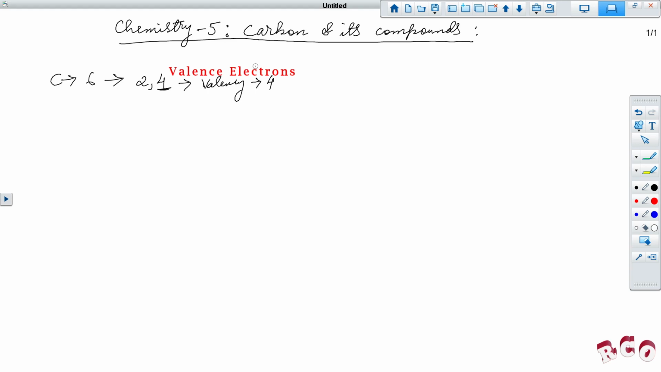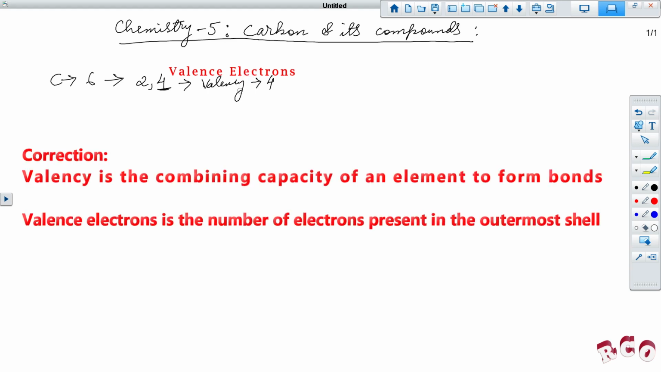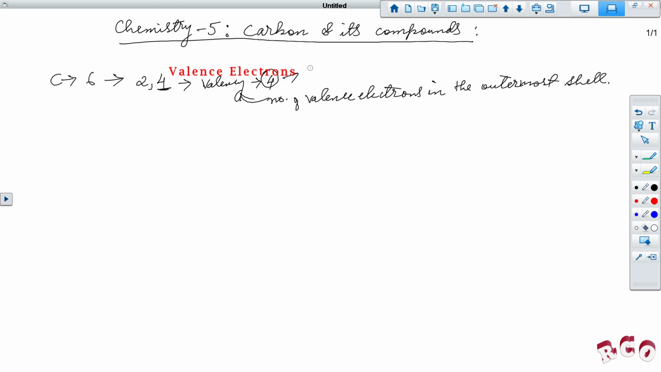So what is valency? Valency is the number of valence electrons in the outermost orbit or shell. Since there are four electrons in the outermost shell, carbon is tetravalent. Tetra means four, valent, so four valency.